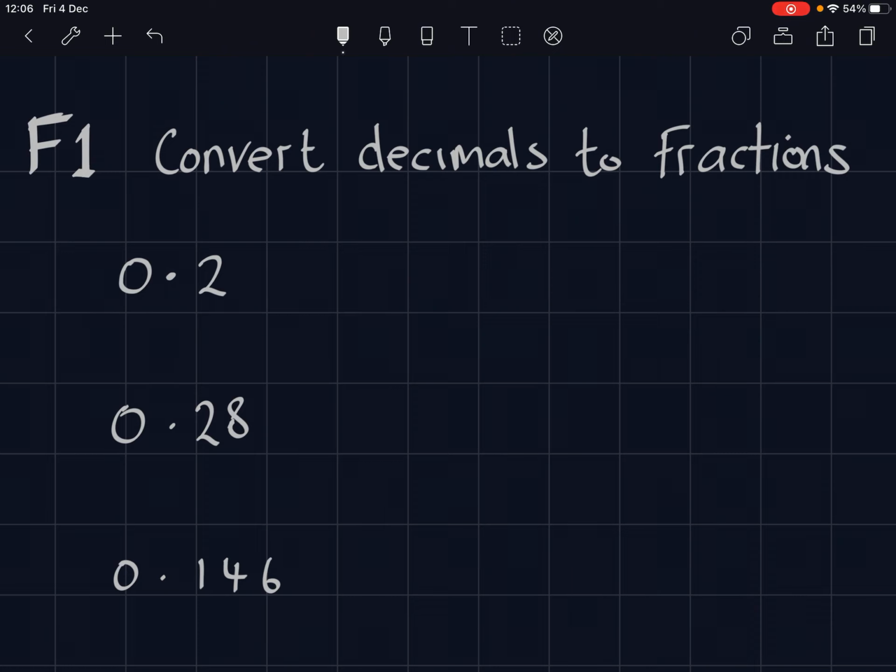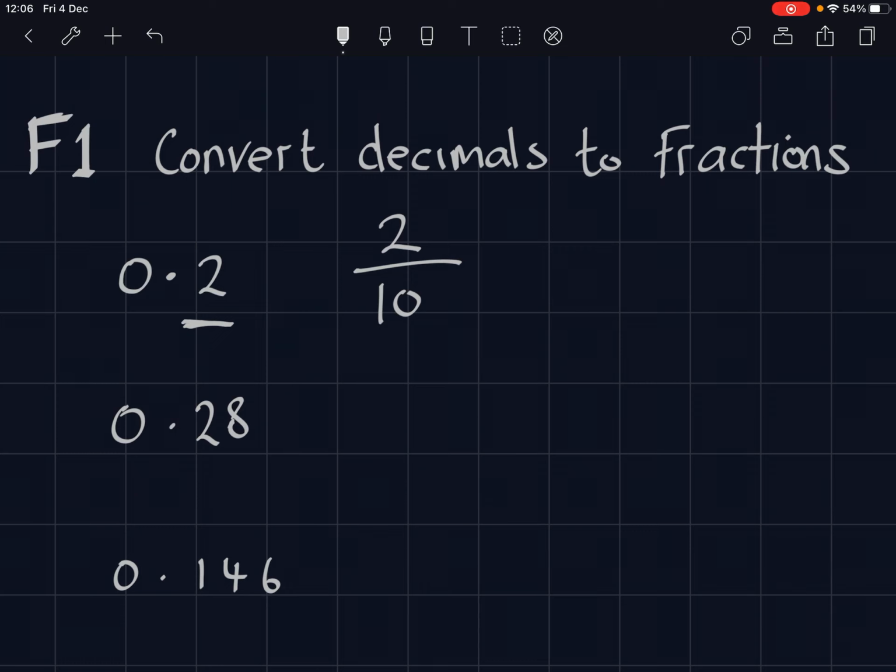So what we're going to do is write this as a fraction by putting the 2 over a number. And in this case, we need it to be over 10. This is a single decimal place. If we times 0.2 by 10, it will become 2. So we'd have 2. But 0.2 and 2 aren't the same. We need to divide it by 10 again. So we've just written it in a different way.